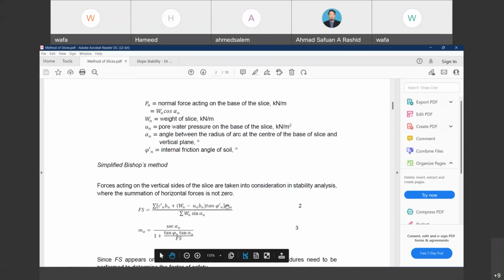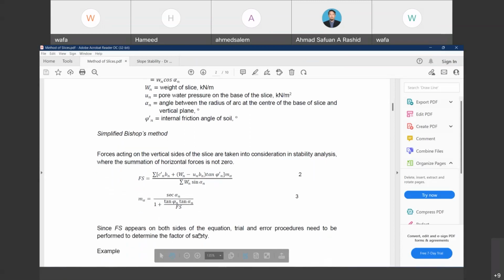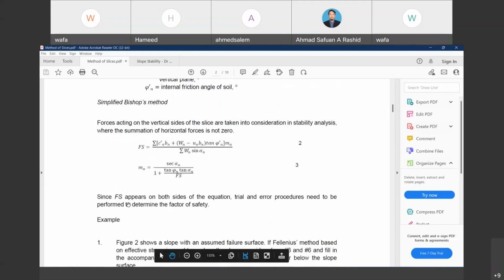Y3 is a portion, or the explanation, of the M alpha. So in that case, you need to do a trial and error for the factor of safety on the right, and make sure that the factor of safety on the left is equal to the factor of safety on the right. The same procedure, we do at least 3 attempts. Then we plot the line of equality; the intersection between the line of equality and the relationship is the factor of safety value. Since Fs appears on both sides of the equation, a trial and error procedure needs to be performed to determine the factor of safety.